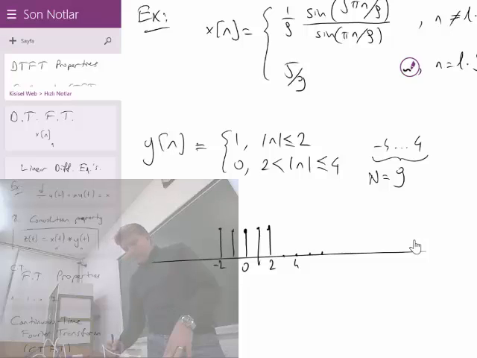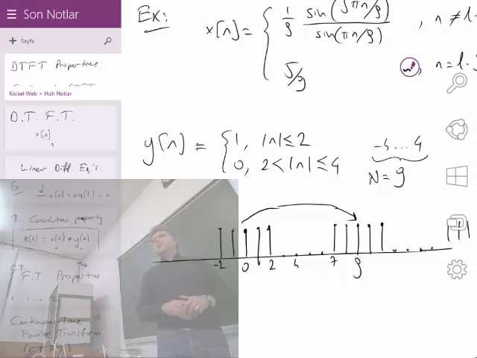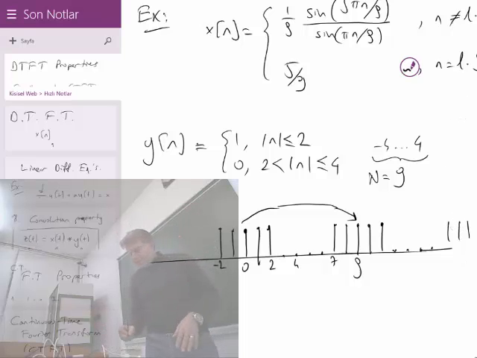5 and 6 are also zeros, and then you have 7, 8, 9, which is the center of the next rectangular shape. So this center is now repeating itself here as well. And then 4 more zeros, and then 5 more non-zeros, ones. So this is a periodic signal that I have previously called y, like this.